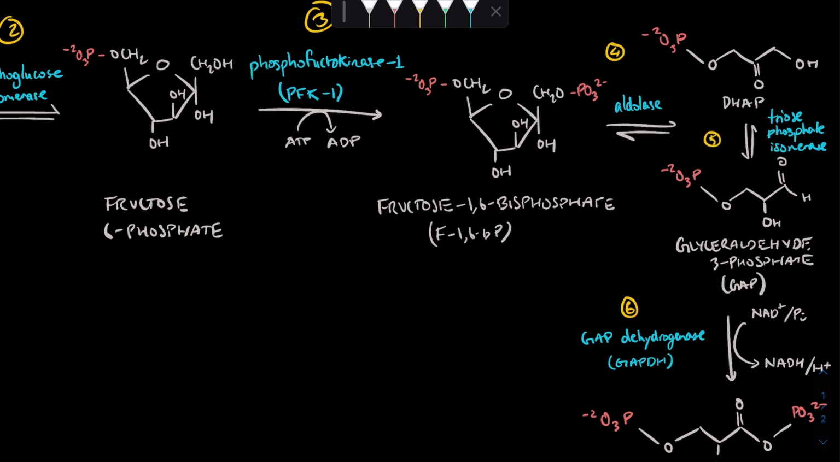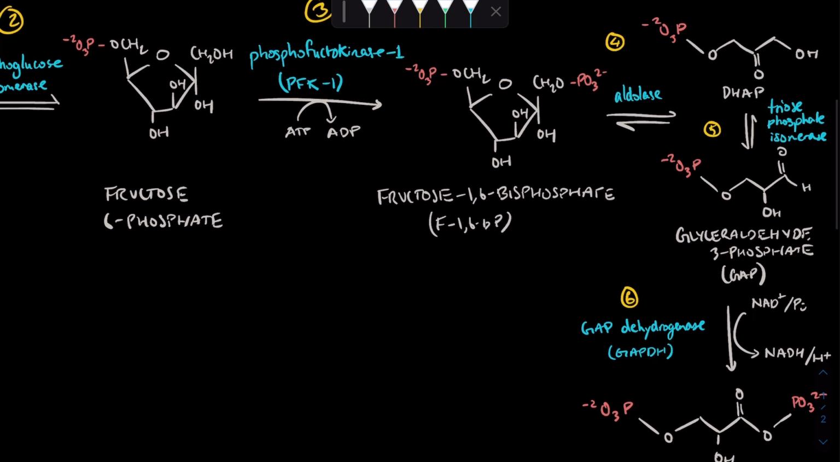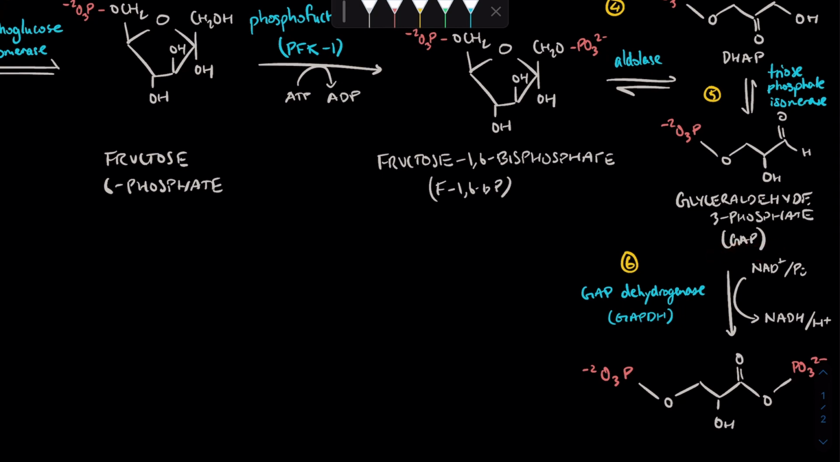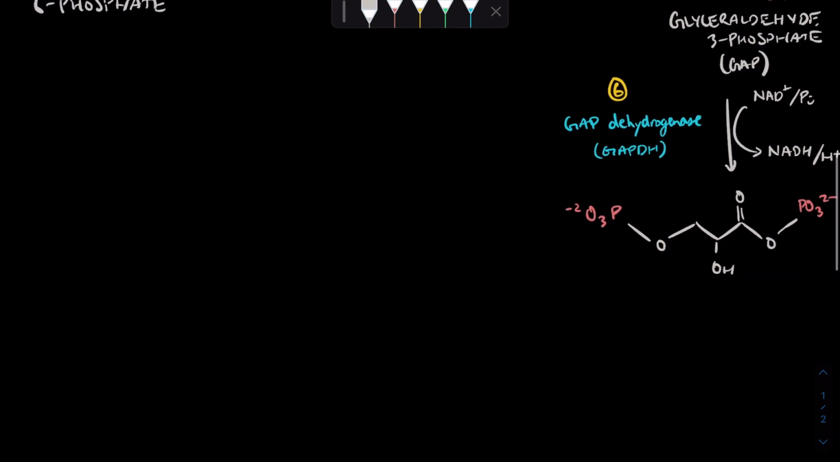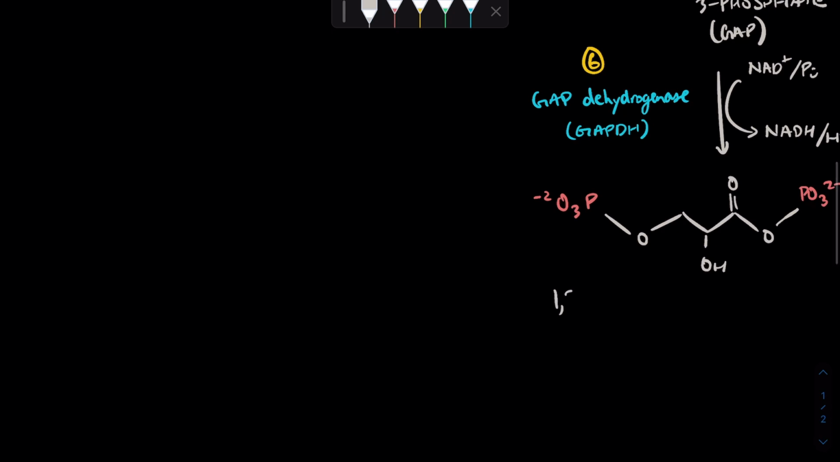So this is going to be step 6 of glycolysis. What we're doing is we're going to take all of the GAP that we made, both from our aldolase and from our triose phosphate isomerase, and we're going to oxidize it. So we're going to convert it from GAP into, I forgot to write down the compound, 1,3-bisphosphoglycerate, or 1,3-BPG.